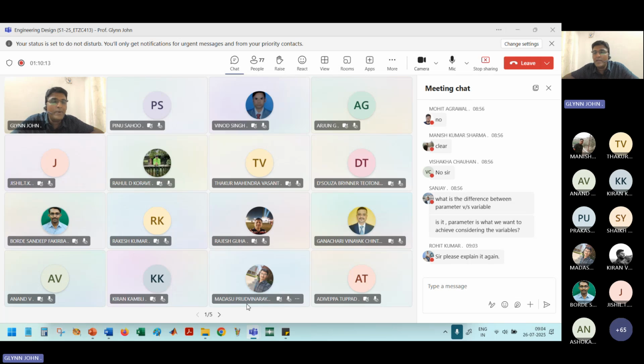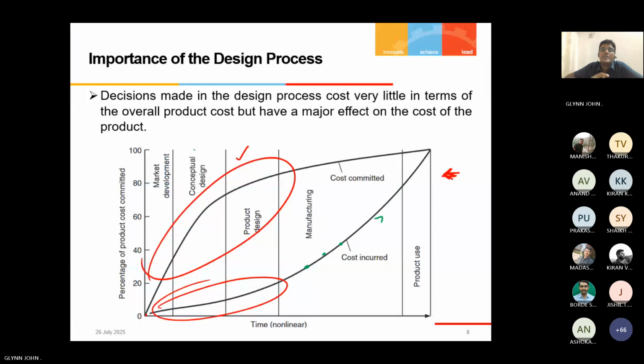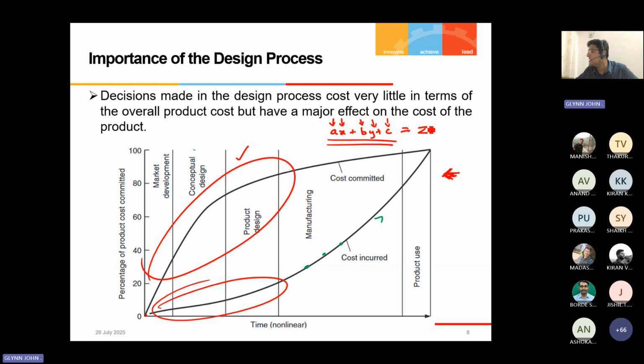See now, when you say parameter, it is a general term for something that controls the performance of a system, right? For example, I may have an equation like ax plus by plus c. Let me call this z. Now all these are parameters which contribute to the performance z.